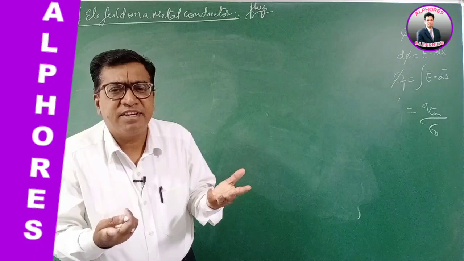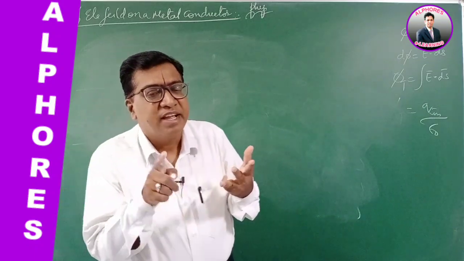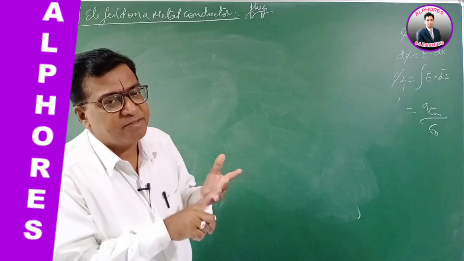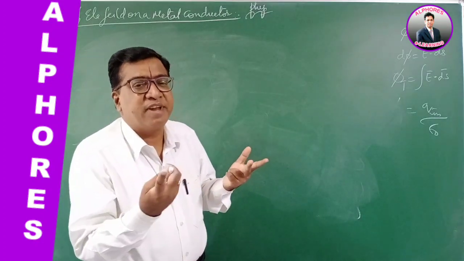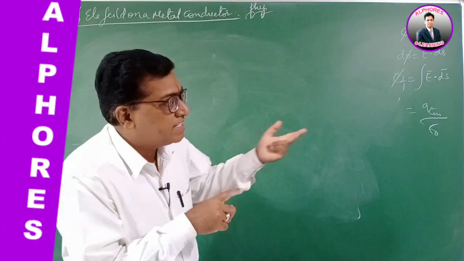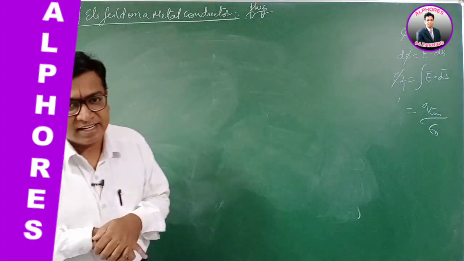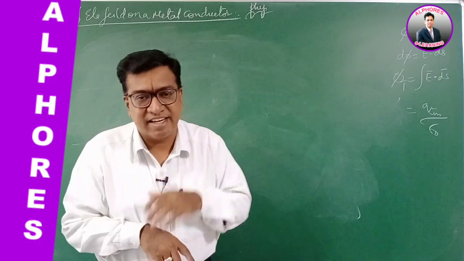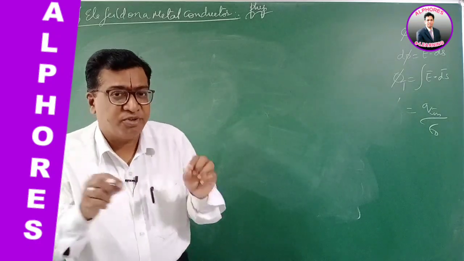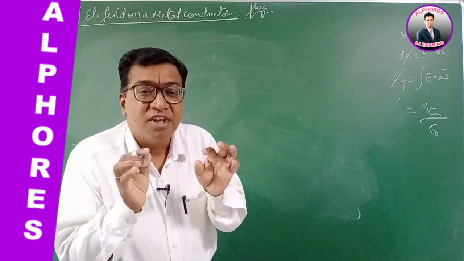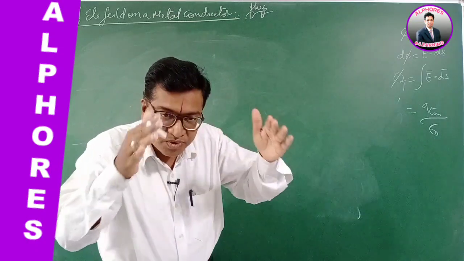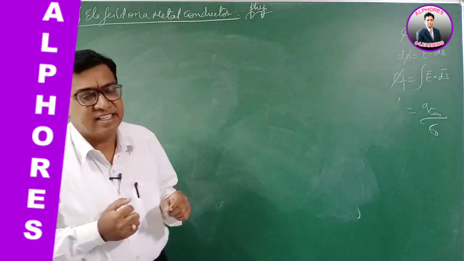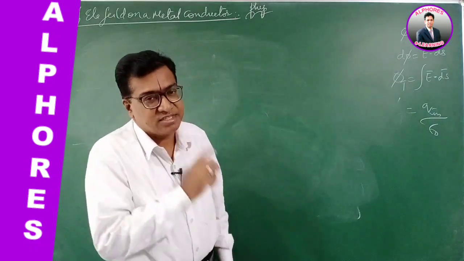If the net electric field is zero, and I imagine a Gaussian surface inside, the net flux emerging from that will be zero. If the flux is zero, according to Gauss law, the net charge inside the conductor is equal to zero. So there is no charge residing inside the conductor. Suppose you give charge to a conductor, then all the charge exists only on the surface of the conductor. No charge will be residing inside the conductor.